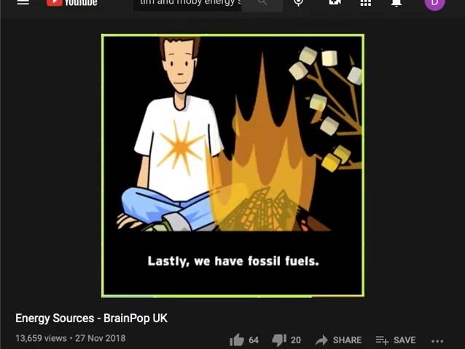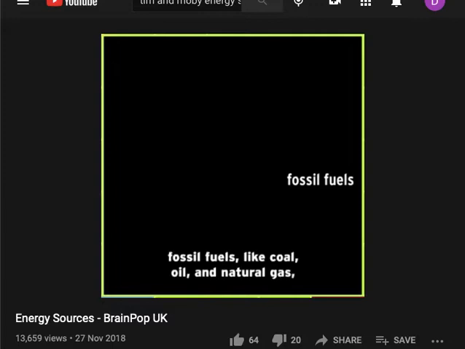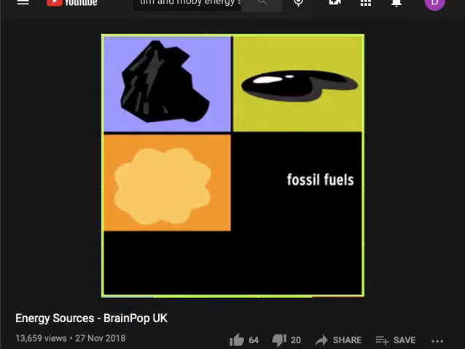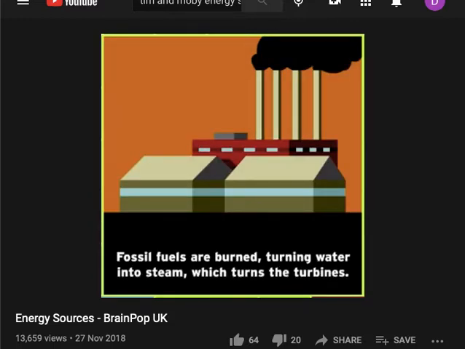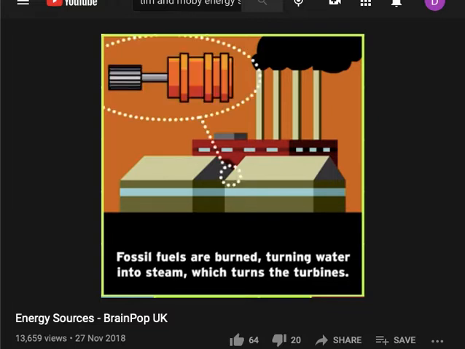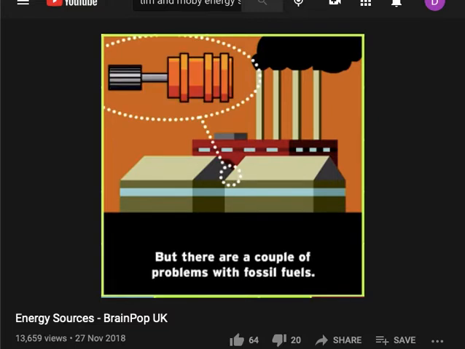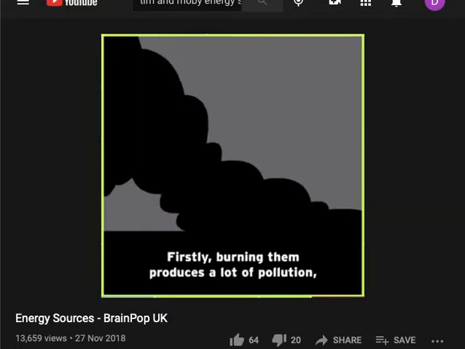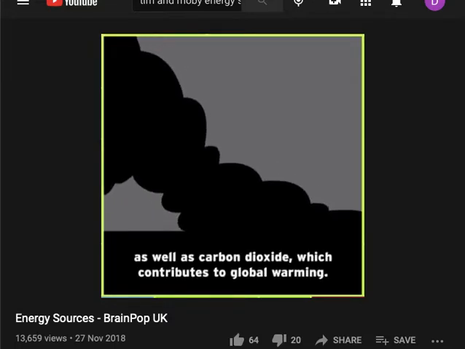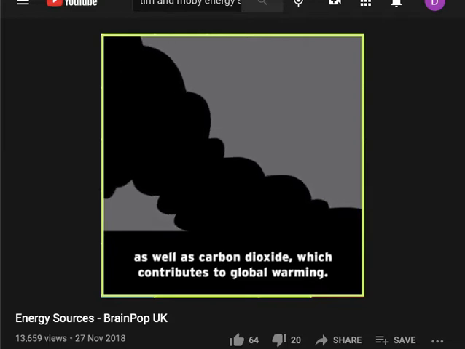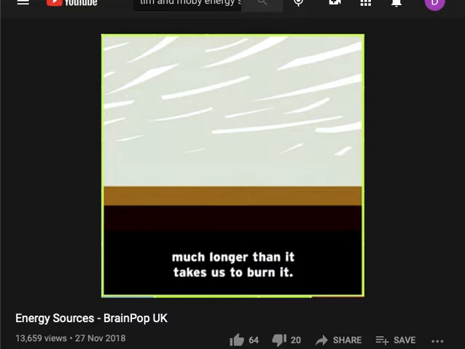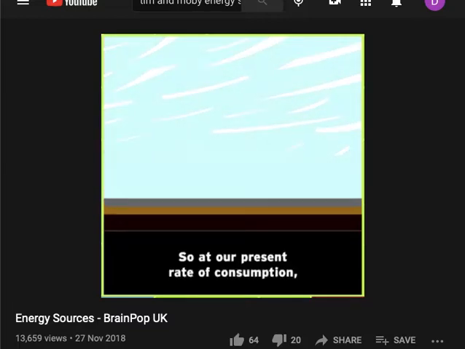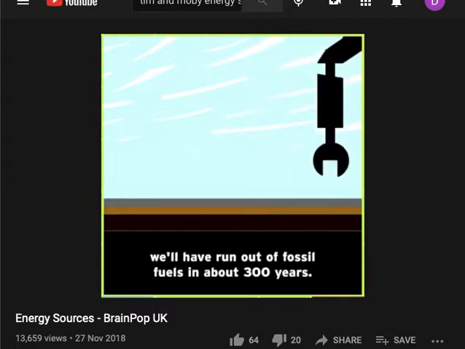Lastly, we have fossil fuels. As the name suggests, fossil fuels like coal, oil and natural gas come from the remains of dead animal and plant matter. Fossil fuels are burned, turning water into steam, which turns the turbines. But there are a couple of problems with fossil fuels. Firstly, burning them produces a lot of pollution, as well as carbon dioxide, which contributes to global warming. Secondly, the process that turns a tree into fossil fuel takes millions of years, much longer than it takes us to burn it. So at our present rate of consumption, we'll have run out of fossil fuels in about 300 years.